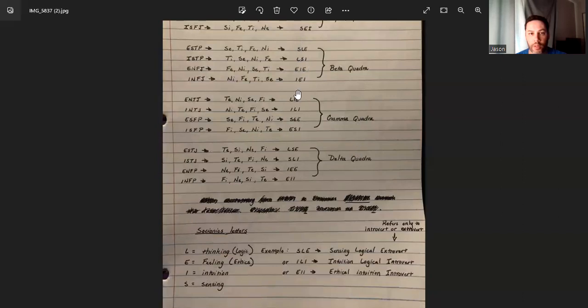What about these little letters? Where are all these letters coming from? Why is it L-I-E and I-L-I? Why is it only 3 letters instead of 4 letters? Well, here's a little key down here, socionics letters.